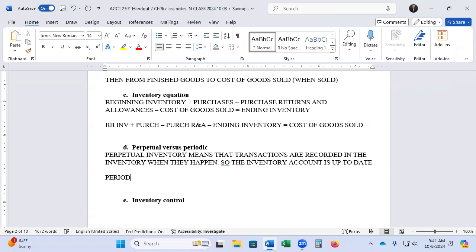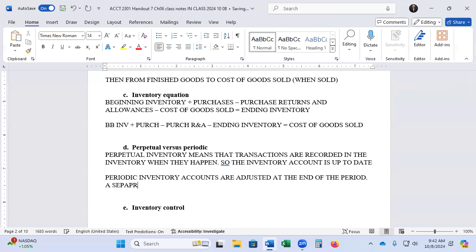Whereas periodic inventory counts are adjusted at the end of the period. A separate physical inventory needs to be kept.